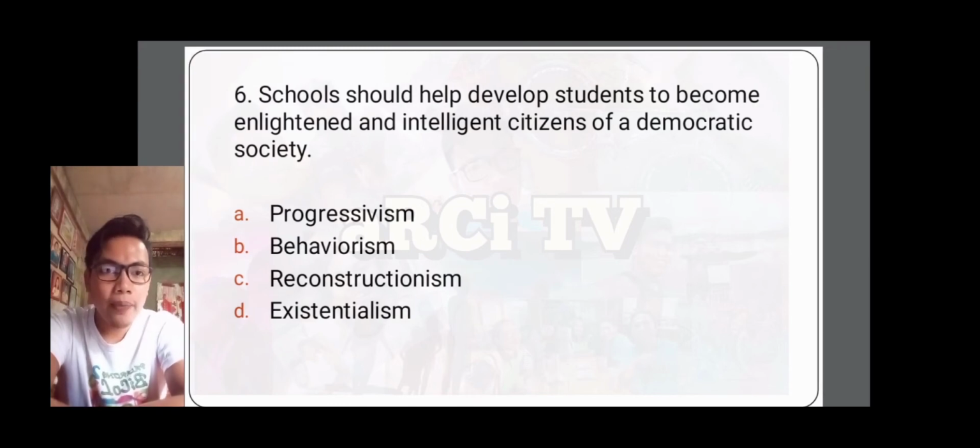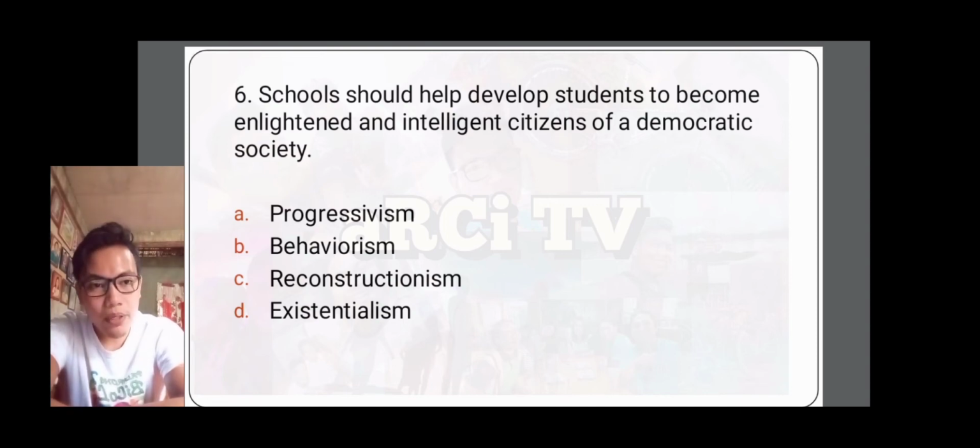So, number 6. Schools should help develop students to become enlightened and intelligent citizens of democratic society. Again, first step, we need to find the keyword on the question. What is the keyword? Is it democratic society? So, kung democratic society yung keyword mo dyan, yung sagot mo is reconstructionism because reconstructionism is about society. Di po ba? Ngayon, mamali na agad kita. Mali ka dyan. Kasi yung democratic society, kadugtong lang po siya. So, democratic society or society is not the main idea of the question.